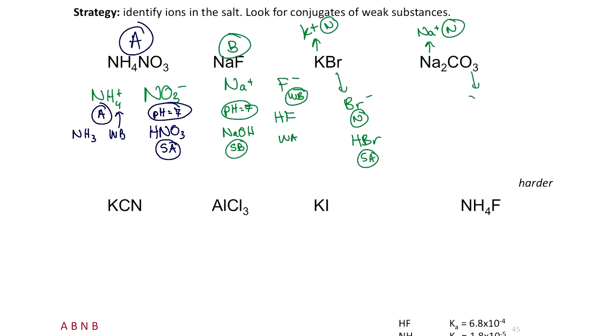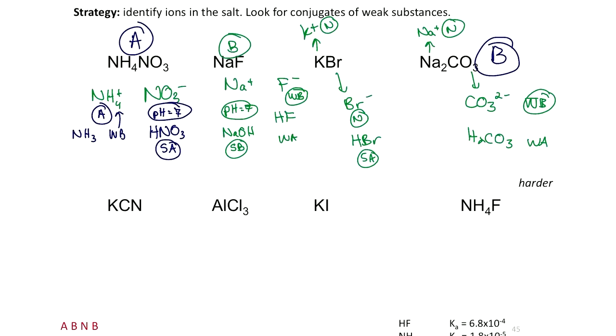But the other one is carbonate. What do we think that is? Is that acidic, basic, or neutral? You can think of it as the conjugate of carbonic acid. Carbonic acid is what kind of acid? It's a weak acid. So that makes carbonate a weak base. So if carbonate is a weak base and sodium is neutral, this entire salt, if you put it into water, should be basic. Yes, it should be basic.